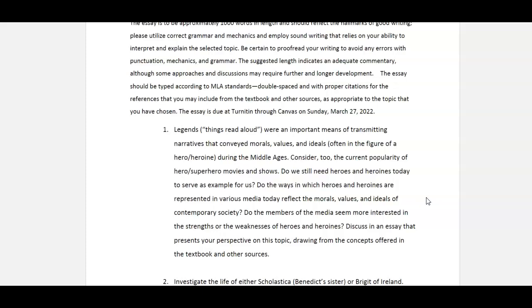And it raises the point, do we still need heroes and heroines to be examples for us? The figure of Roland or Beowulf were examples for the medieval figures. Well, do we need to have such figures? Do we need a Superman? Do we need a Captain America? Do we need a Black Panther? Do we need any of those to serve as examples of what we need to be in the sense of our morals? What we consider as personal and societal values.